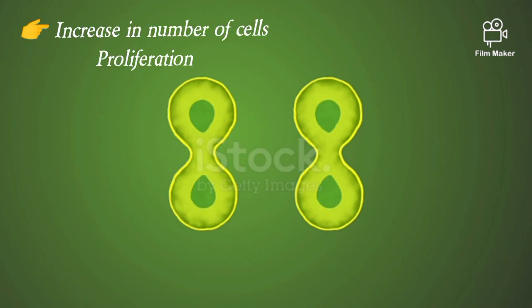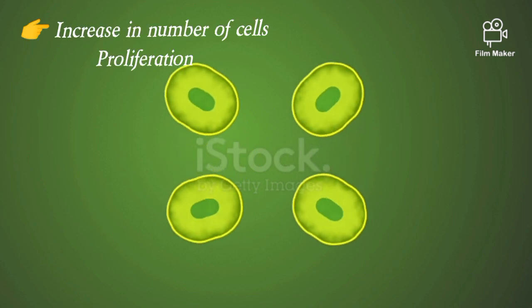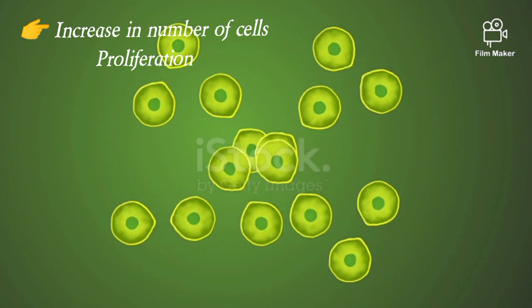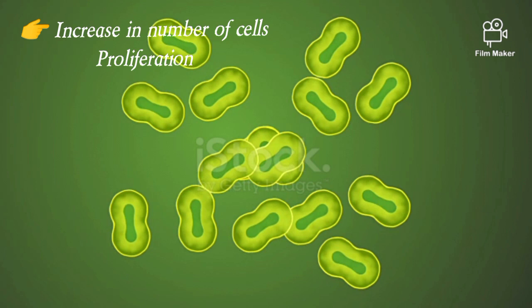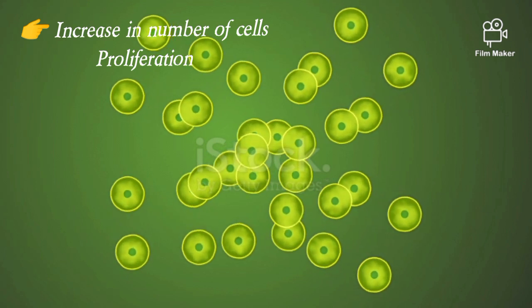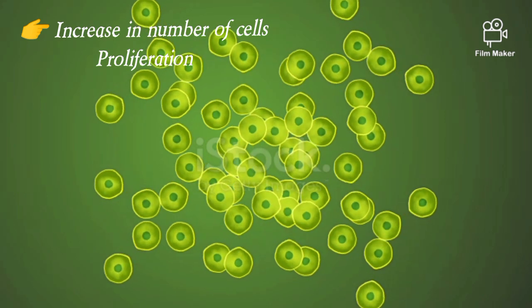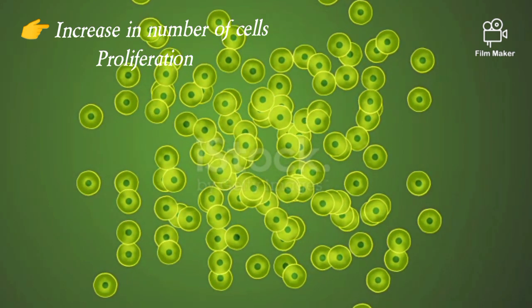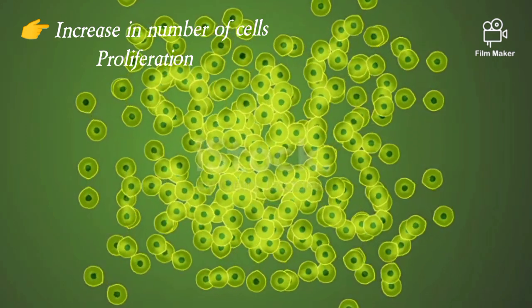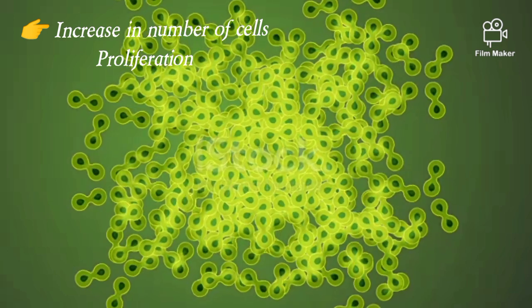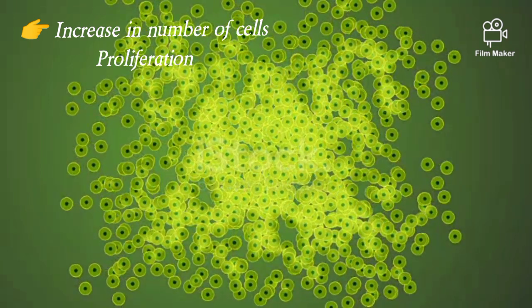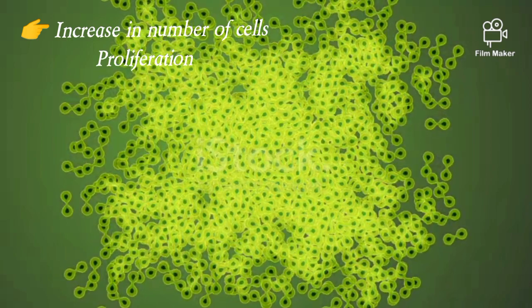The last aspect of growth we'll look at is increase in number of cells. Growth can also result from increase in cell number, a process called proliferation. This is also achieved through mitosis. It is the fundamental process of development in multicellular organisms, contributing to tissue formation, organ development, and overall organism growth.